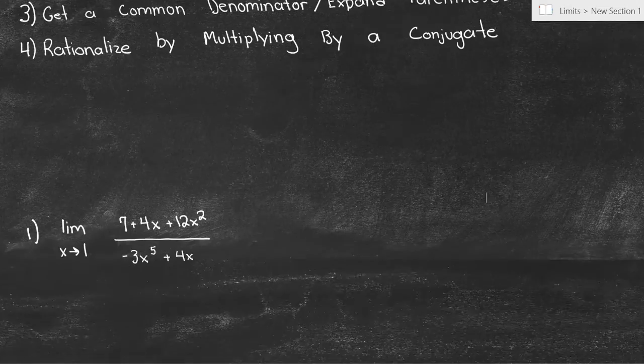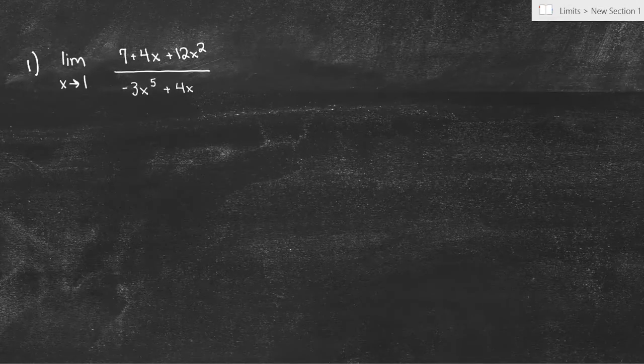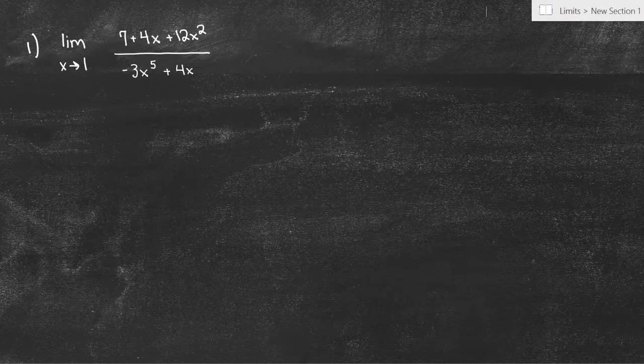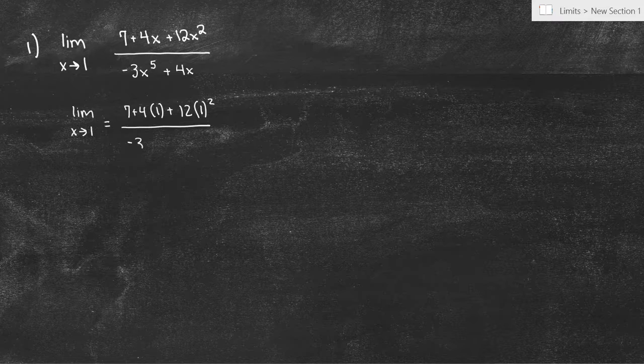Alright, so now let's go to example 1. First step, every time, just substitute and see what happens. Okay, so x is 1, so we're going to substitute. We're going to say the limit as x approaches 1 equals 7 plus 4 times 1 plus 12 times 1 squared, divided by negative 3 times 1 to the 5th plus 4 times 1. And let's see what that gives us.